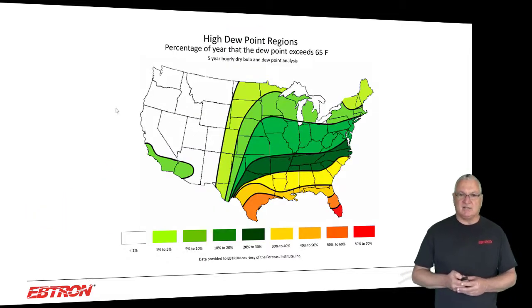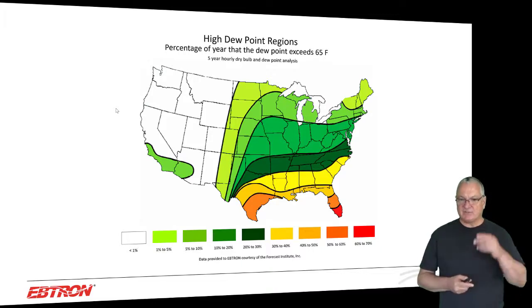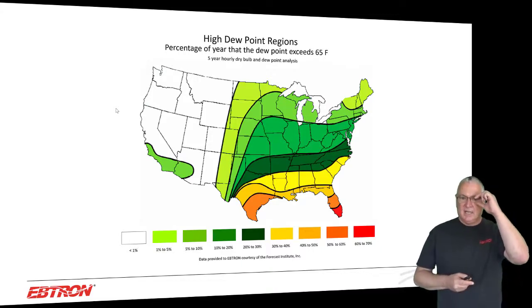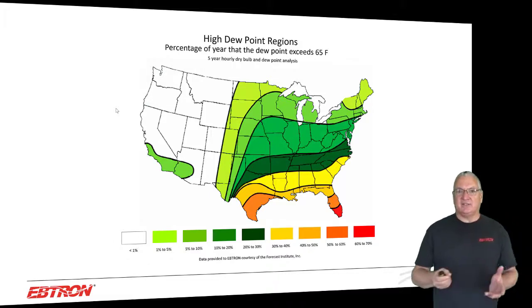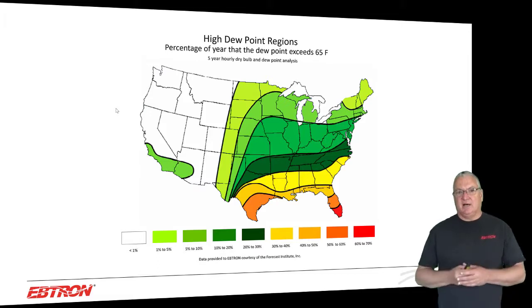I put this together in the probably mid-90s. I was very fortunate. My good friend in high school and roommate in college ended up being a professor of meteorology at Penn State. And in the 90s, you couldn't just go grab data off the internet like you could today. He gave me 10 years of hourly wet bulb and dry bulb temperatures from 700 weather stations. And it was really good information for me.